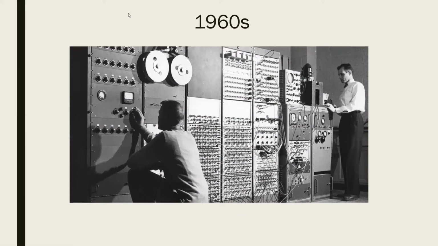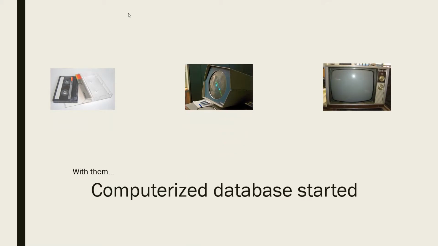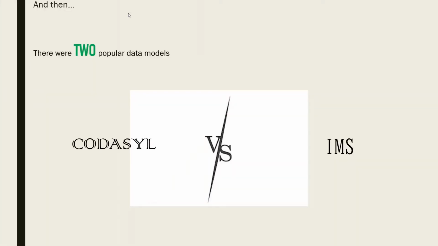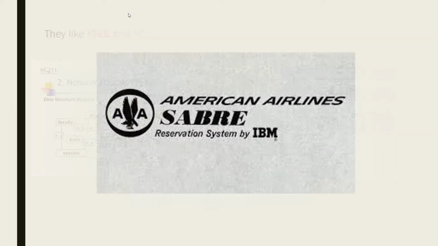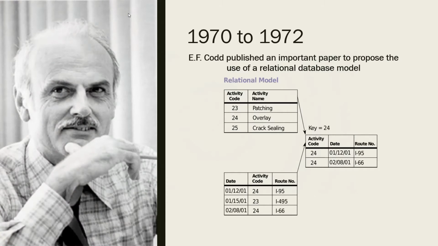Thanks to the advancement of computer science, computerized databases started in the 1960s, when the use of computers became a more cost-effective option for private organizations. There were two popular data models in this decade, a network model called CODASYL and a hierarchical model called IMS. One database system that proved to be a commercial success was the SABRE system, used by IBM to help American Airlines manage its reservation data.